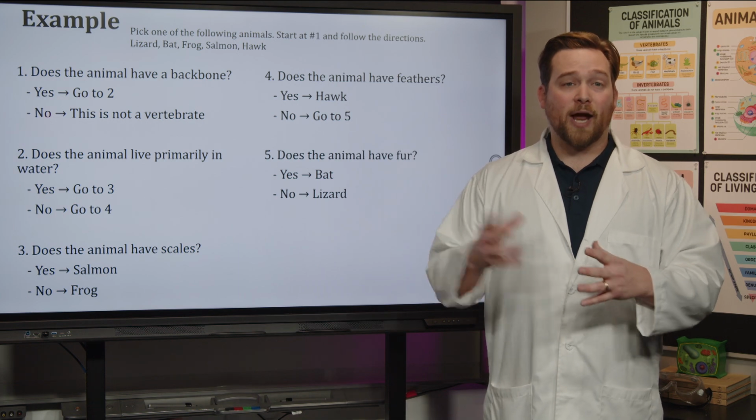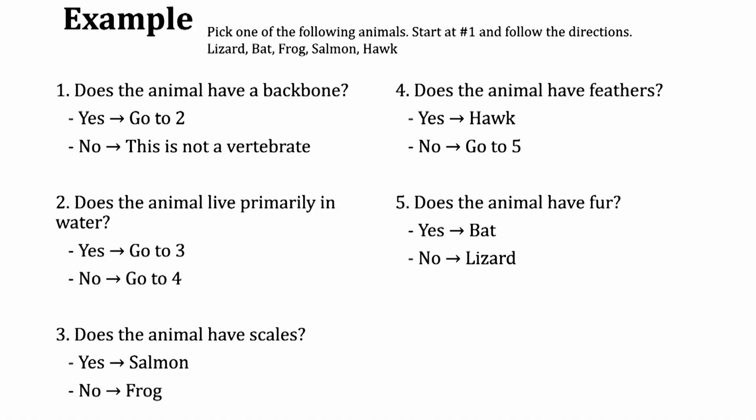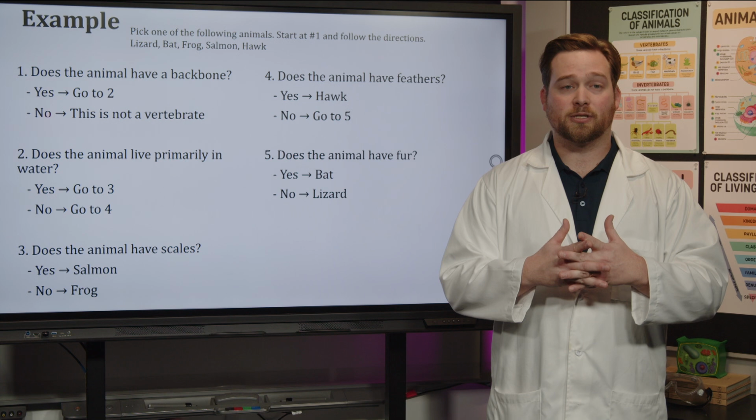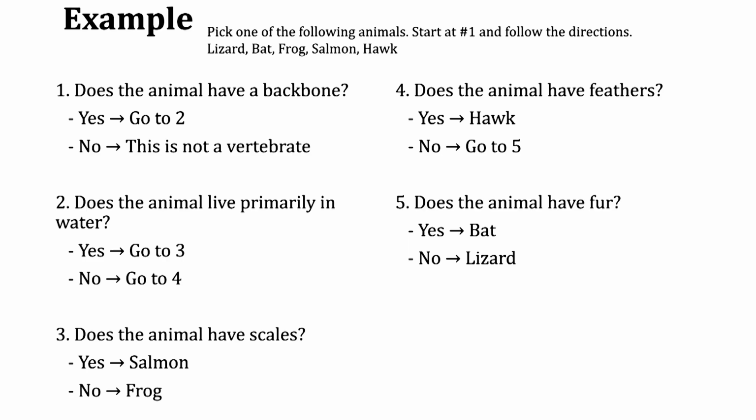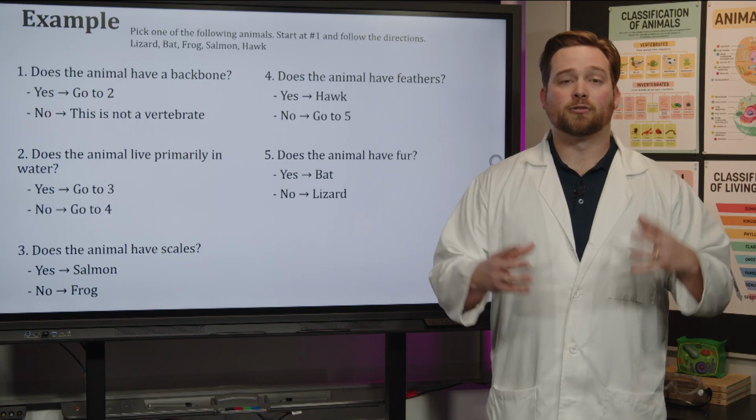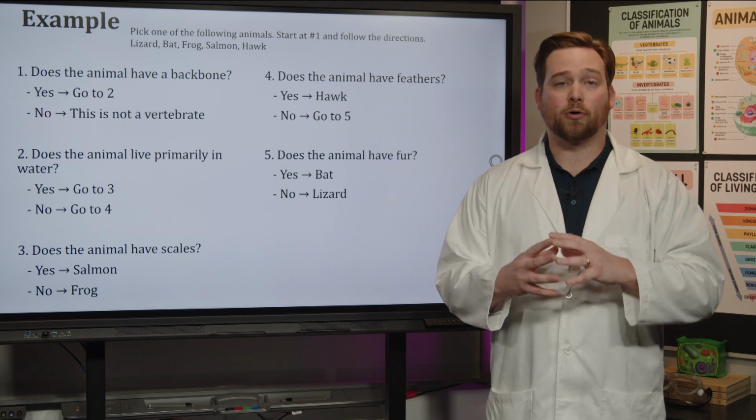If you read the directions here, it says pick one of the following animals. We're going to start at number 1 and then follow the directions. I'll walk through this one with y'all and then we'll get a little bit more practice. So we're going to start with the lizard. With the dichotomous key, you always start at the first pair and then you just follow the directions after that. So let's do a lizard and walk through these steps.